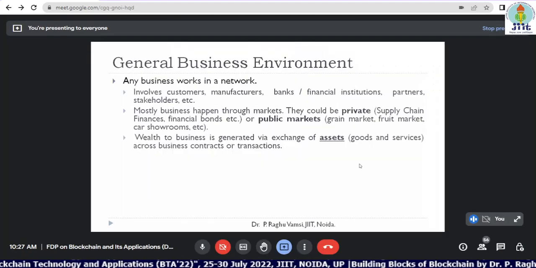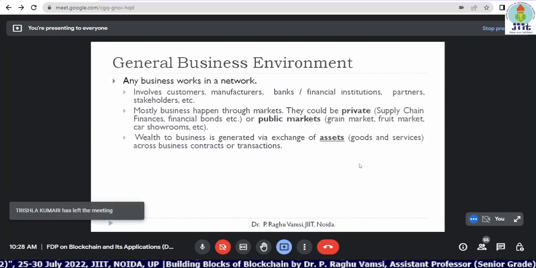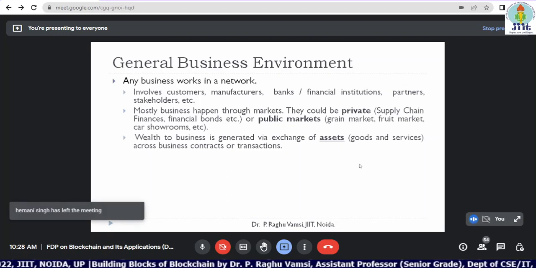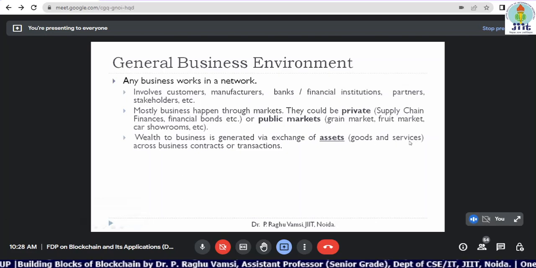Wealth for a business is generated via exchange of assets. Obviously, whenever you go to a grocery store and purchase some product, you pay some amount related to that product, and you take that particular product. So obviously, wealth for the business is generated via exchange of assets. Here, this asset may be goods or services. You may take a service from a service provider; nowadays many advertisements are coming that they will provide AC repairing service or cleaning service or maybe other services.